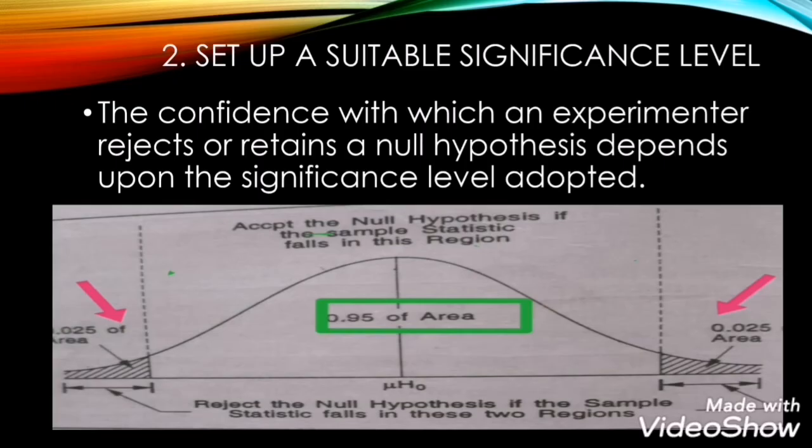This diagram illustrates the region in which we would accept or reject the null hypothesis when it's being tested at 5% level of significance and a two-tailed test is employed. This diagram illustrates how to interpret a 5% level of significance. It may be noted that 2.5% of the area under the curve is located in each tail.